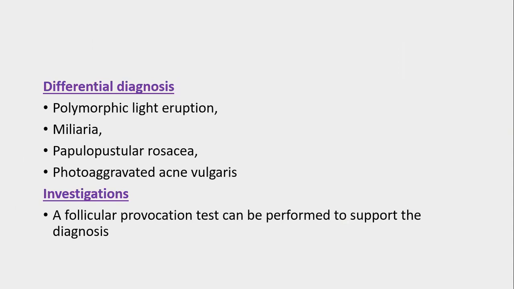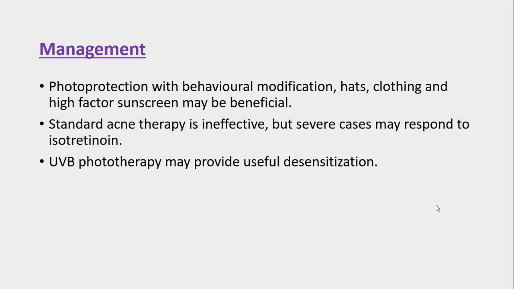Differential diagnosis is polymorphic light eruption. This is a monomorphic condition, whereas in polymorphic light eruption there are polymorphic lesions. Then miliaria, then papulopustular rosacea, where you also find other findings of rosacea like telangiectasias and swelling. Then photoaggravated acne vulgaris; you will find comedones in acne vulgaris, but there are no comedones in actinic folliculitis. A follicular provocation test is performed to support the diagnosis.